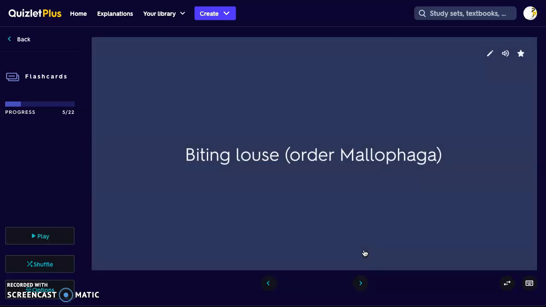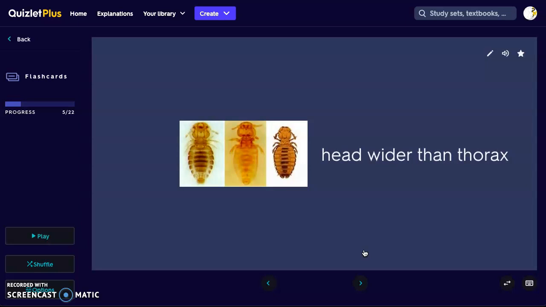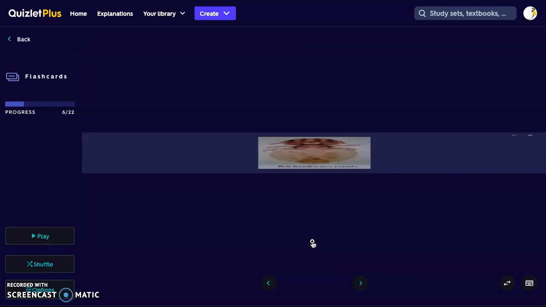We have two categories of lice. We have the biting louse, which is the order Mallophaga. So we've got the biting lice. Their head is wider than their thorax. So their thorax is a little bitty thing right there that its legs are attached to. And we can see that its head is much larger. So we want to think about that as the head needs to be large because it is going to take the bite. Right? So it is going to be biting, right? So we can think about it that way. So your head is wider than your thorax.